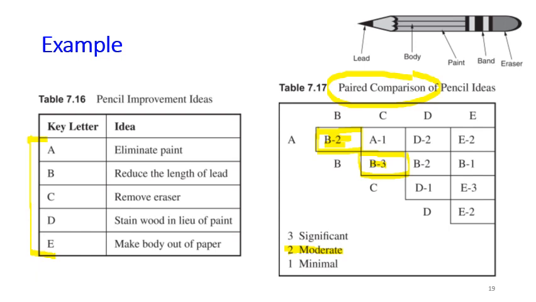To select the best idea among these 5 ideas, we just sum all the points that idea gets. For example, here B got 2 plus 3 plus 2 plus 1. So B got 8 points. I think B is the best idea in this comparison. Although if you look at idea B, it says reducing the length of the lead. So in other words, this idea is about reducing the length of the pencil.